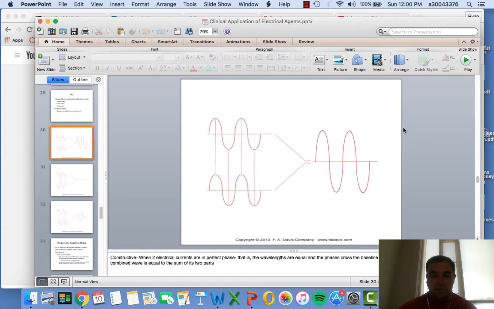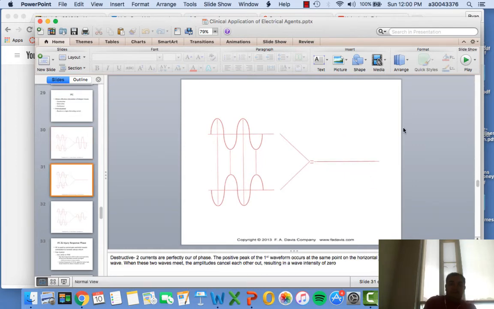All right? So now if I have destructive, it's kind of the opposite. Destructive: two currents are perfectly out of phase. The positive peak of the first waveform occurs at the same point on the horizontal baseline as the negative peak of the second. When these two waves meet, the amplitudes cancel each other out, resulting in an intensity of 0. So they're opposites, essentially. This is above the baseline, that's below, right? Below, above, and vice versa, so on and so on. So it equals out to 0.